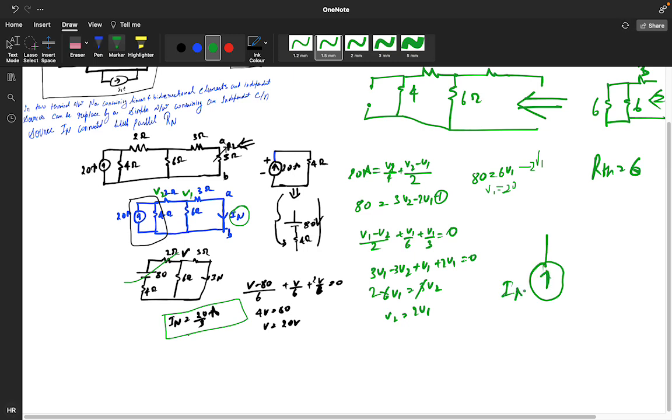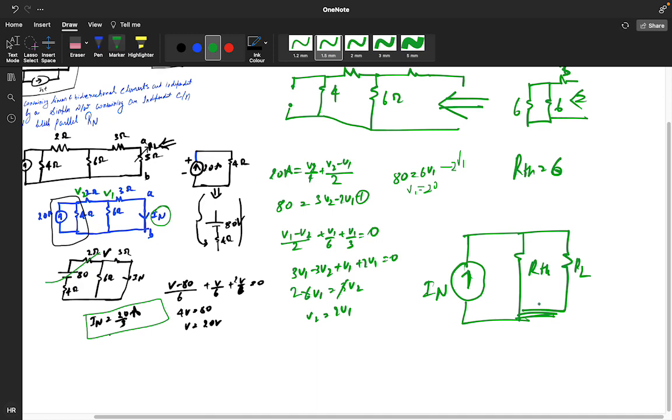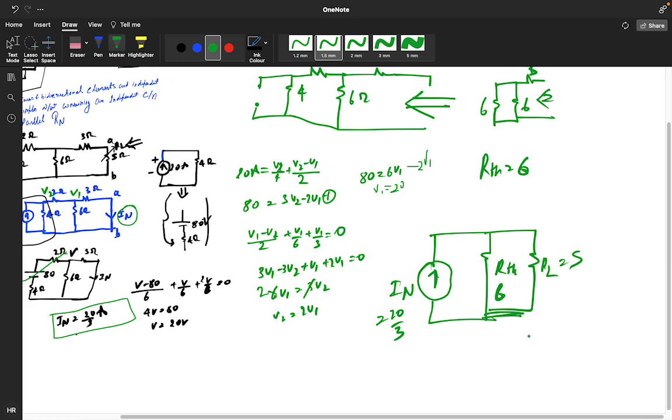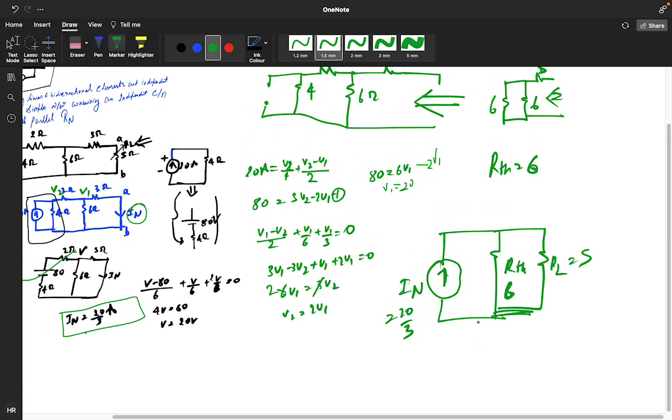IN current and your RTH, and your RL value will be in parallel. Okay. So this is your Norton equivalent circuit, and IN value we got 20 divided by 3, and RTH value we got 6, and RL value we have 5. So if you want to convert this particular circuit into Thevenin's, what will you do?